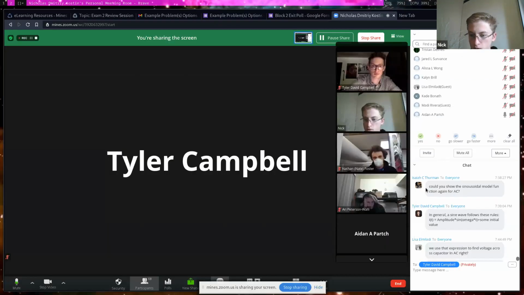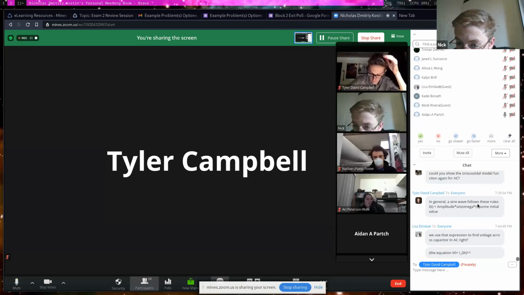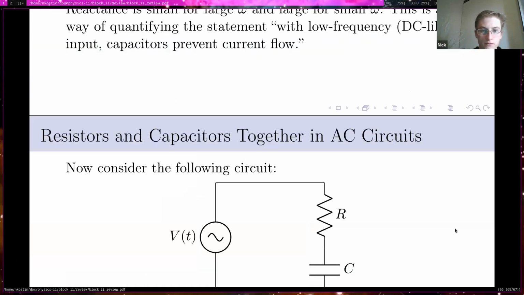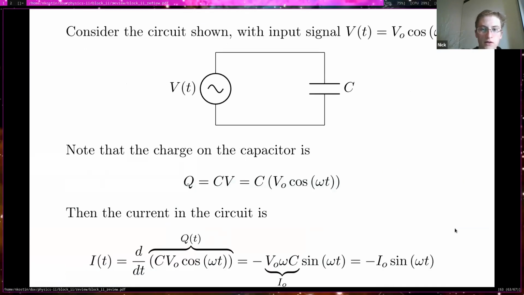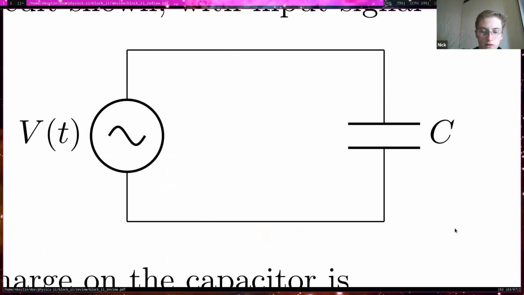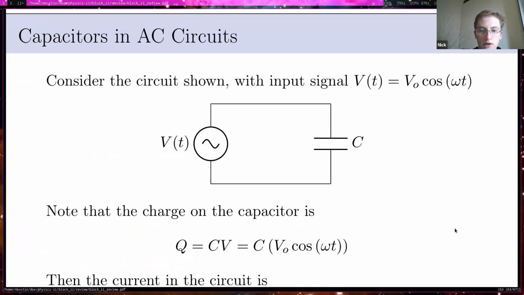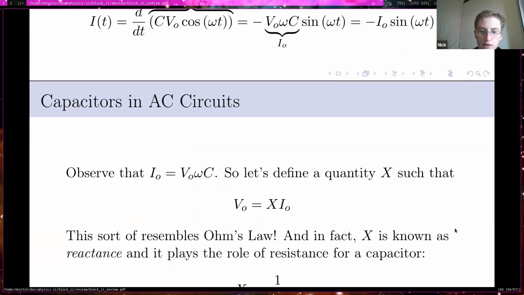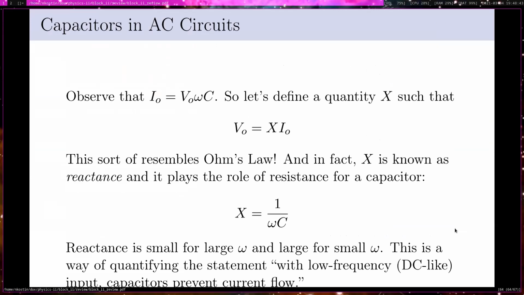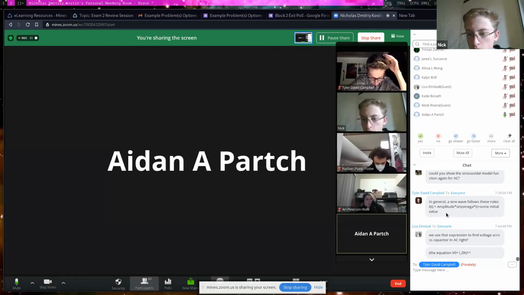All right, any questions? We can use that expression to find voltage across capacitors in AC. So if I just have a straight up capacitor with nothing else in a circuit, where I have an AC source and a capacitor, if I wanted to find what my current in the circuit is, V is going to be equal to X times I. Great question. Anything else?